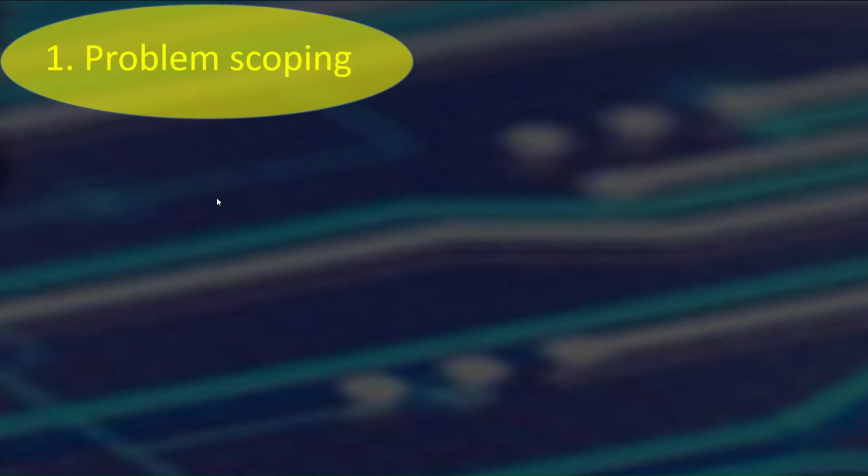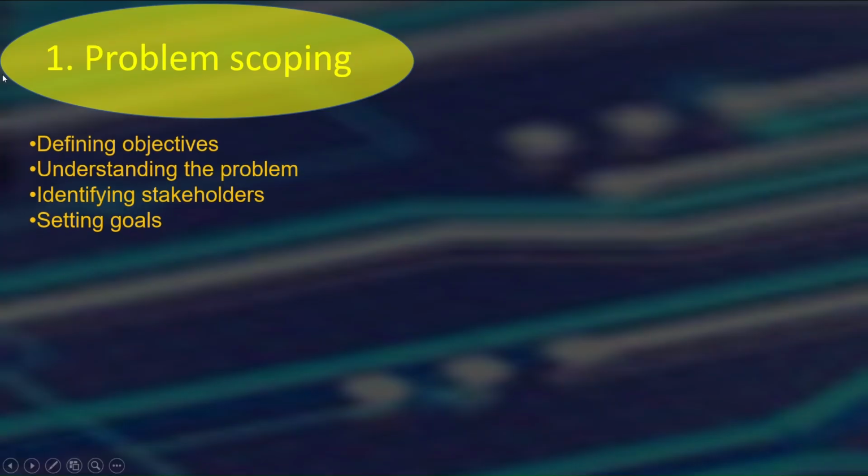First, problem scoping. In problem scoping: defining objectives, understanding the problem, identifying stakeholders, setting goals. See, understanding the problem comes first, then defining the objectives. First we understand what the problem is here.